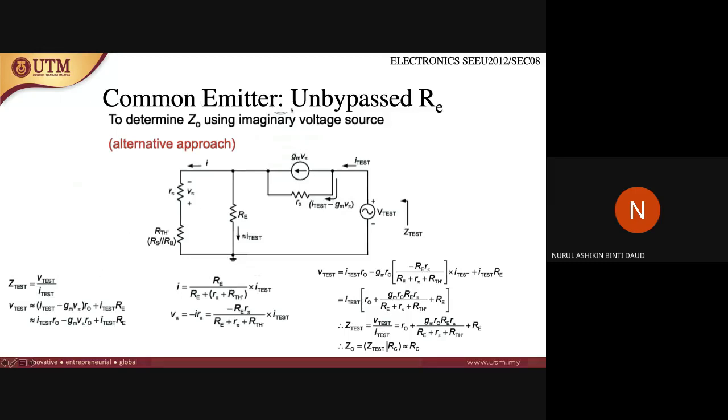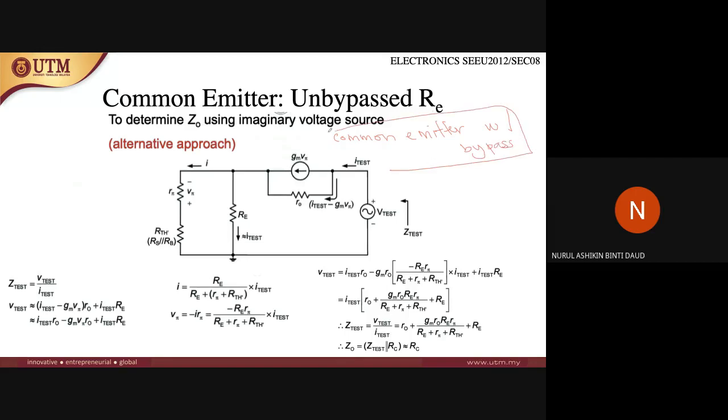Next, common emitter unbypassed RE, determining ZO using an imaginary voltage source. This is just extra knowledge for an alternative approach that you don't have to know, because the one that will come out in your exam, and that you need to focus on, is the common emitter with bypass.